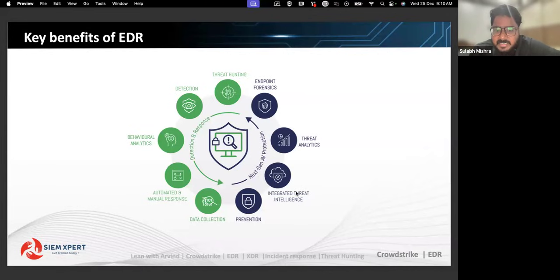It also has integrated threat intelligence, which comes by default. It also has threat analytics and endpoint forensics, which are basically the same thing, the behavioral based detection that we just discussed in the next gen antivirus solutions. Along with this, you also have some extra benefits over here. As you can see, I'll go from here. You will have the data collection.